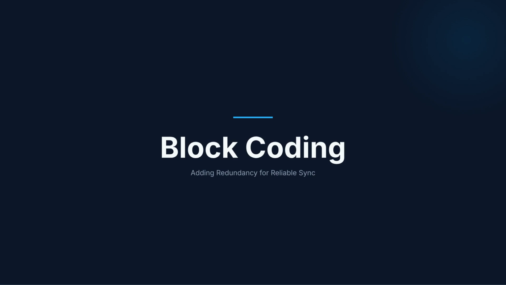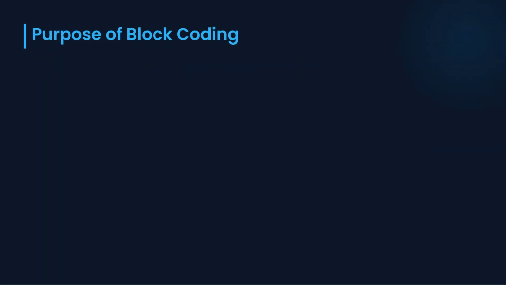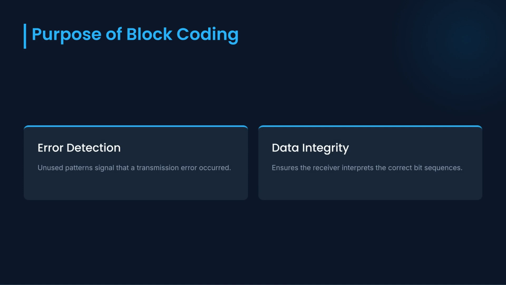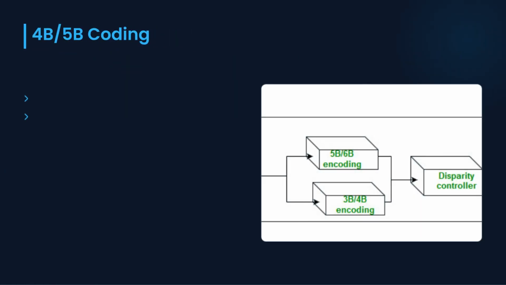Block coding is a technique used in digital transmission for adding redundancy. It enhances reliability by allowing for the detection of errors during transmission. The main purpose of block coding is error detection, where unused patterns signal a transmission error. It also ensures data integrity, helping the receiver interpret correct bit sequences.